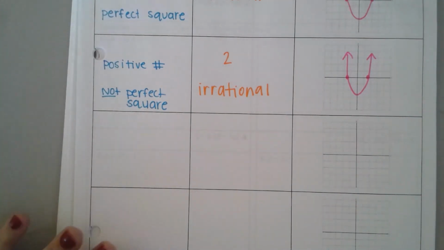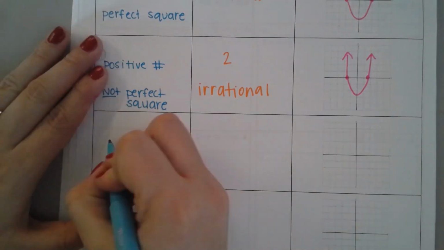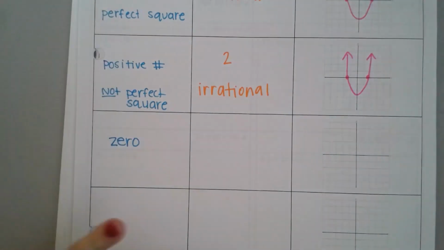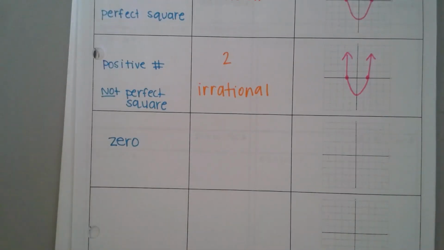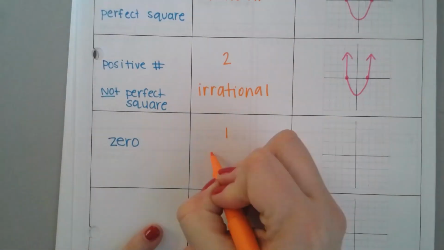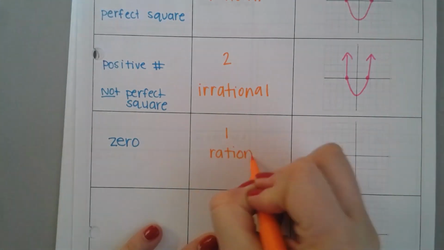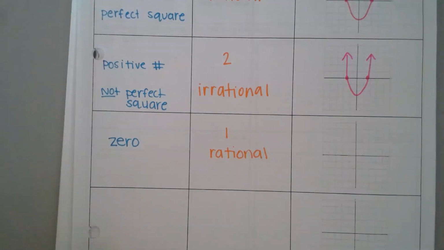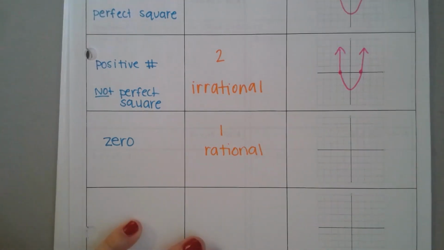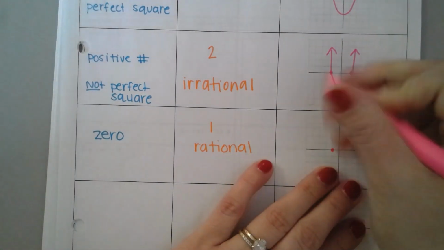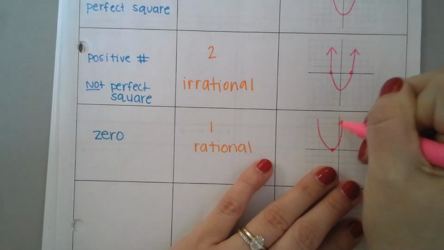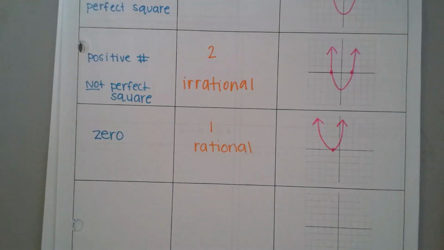If your discriminant, if you fill in the formula and you get 0, that means that you have 1 rational. It doesn't mean that there are 0 x-intercepts. So an example of this would be like when the vertex is on the x-axis. Has 1 x-intercept. And that's always going to be on a nice fraction or whole number.